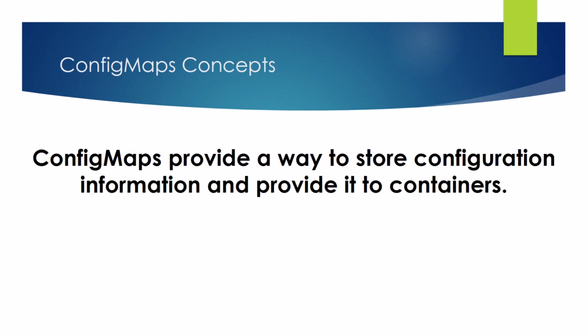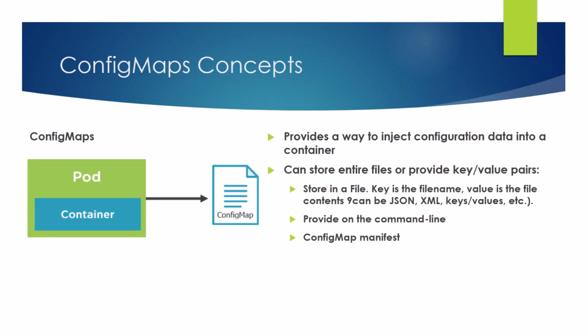Let's start off by talking about what is a config map first off. A config map provides a way to store configuration information and then provide it to our containers. What's really nice about this is if you have a container within a pod and that gets scaled out and even scheduled on other nodes, then you are going to be able to get to that configuration information anywhere throughout the cluster. So it provides a really easy way to work with our configuration.